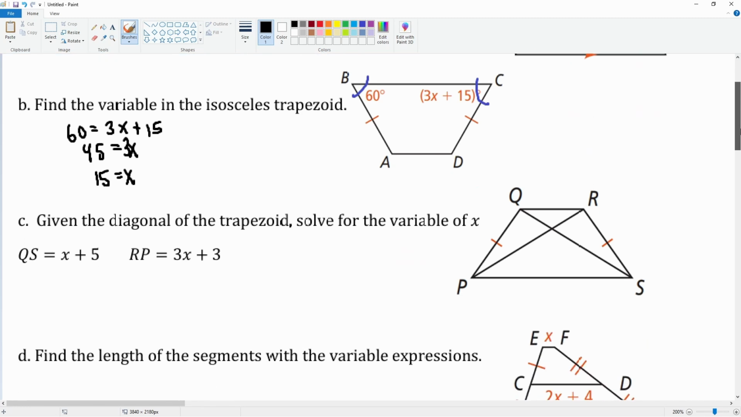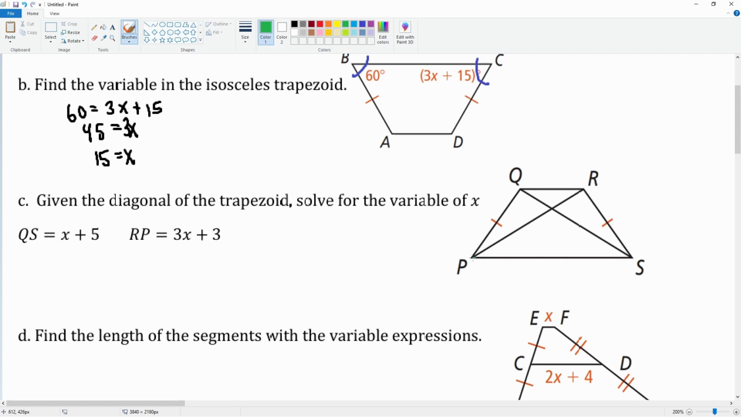Next, we are given the diagonals. There's something very interesting about this diagonal. We know that PR is going to be congruent to QS, this part. Now we can just plug in the variables. PR is 3x plus 3, which is equal to x plus 5. Subtract x from the other side. This gets you 2x, minus 3, minus 3. I think this is equal to 2. So x is equal to 1.